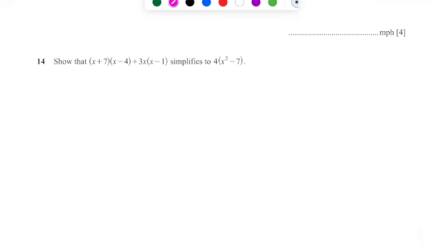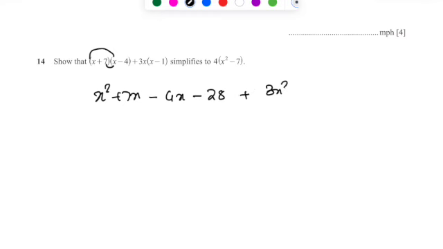Show that this can be simplified in this form. So he's asking us to simplify this one. What can I do? X squared plus 7x: x times x squared is x squared, x times 7 is 7x. Next, x times minus 4 is minus 4x, and minus 7 times 4 is minus 28.